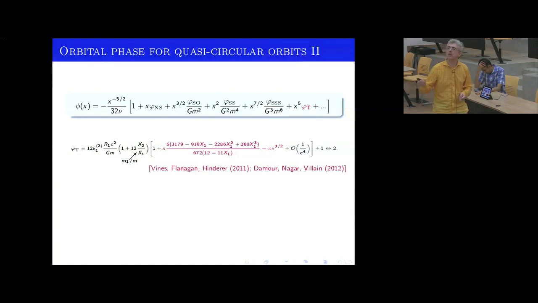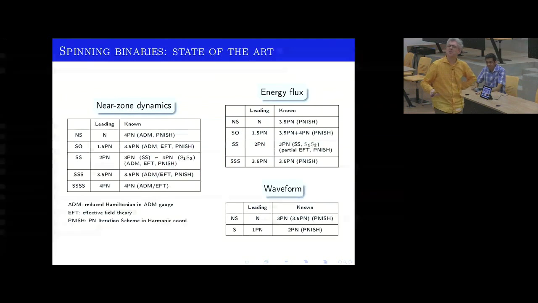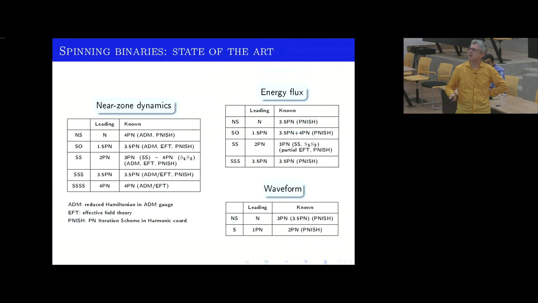And finally, this is the phase with the tidal contribution here. This was obtained by Vines, Flanagan, and Hinderer, and improved by Damour, Nagar, and Villain, but still we don't know even the 2 PN contribution in the phase. This is the Love number for the quadrupole. This is the ratio between mass 1 and M, this x1 here. And one must add the contribution for the second body. Okay, so maybe I have only 3 minutes left, so maybe I will skip this. This is the part about the spin, so you can ask me if you like.